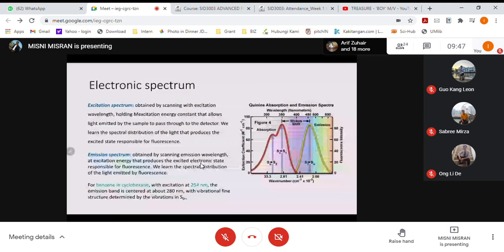So in your laboratory, you do the excitation. What did they absorb? It has absorption energy, which the molecule actually needs.